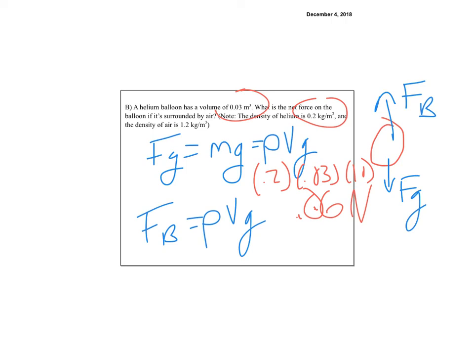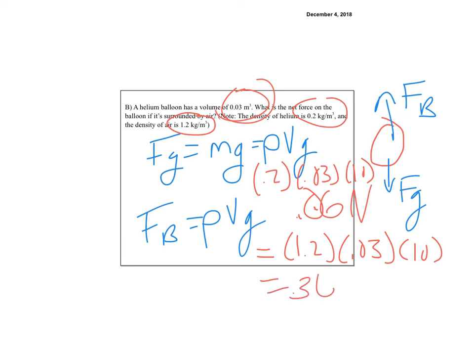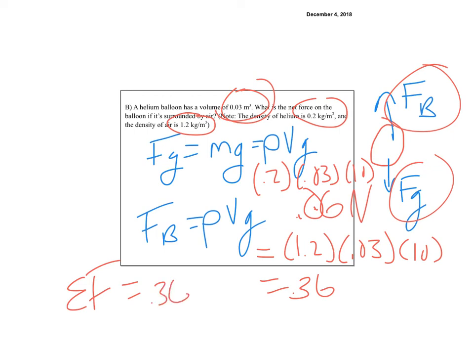And then the buoyant force is going to be equal to the other density, right? It's going to be the density of air, because that's the fluid displaced. So that's 1.2. Still the volume, because that's what's being displaced. So 0.03 times 10, so that's going to be 0.3 times 1.2, which is 0.36. So the sum of the forces is going to be FB minus FG, so 0.36 minus 0.06, which is equal to 0.3 newtons. So it's going to float, yay, because it's a helium balloon.